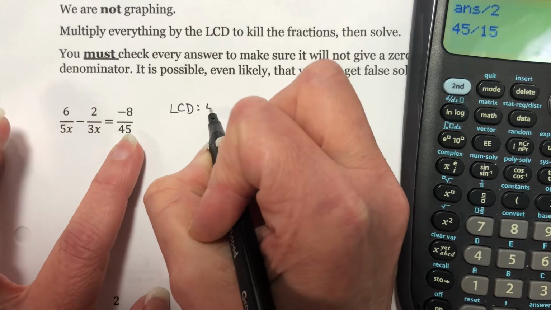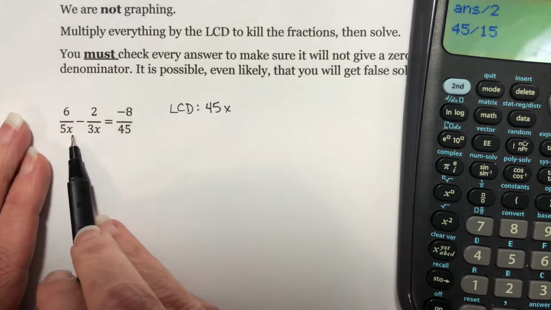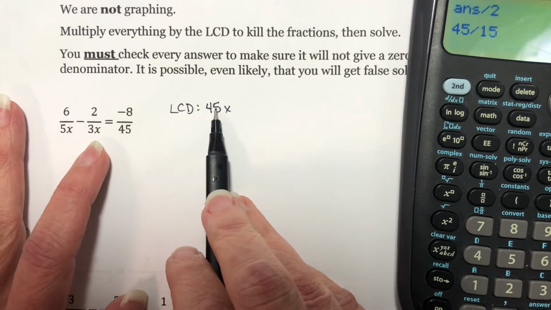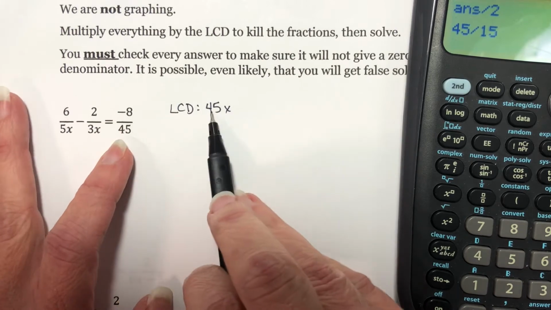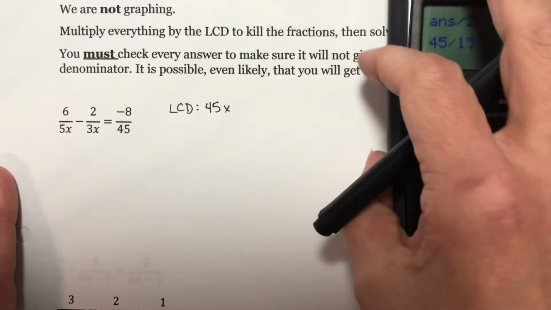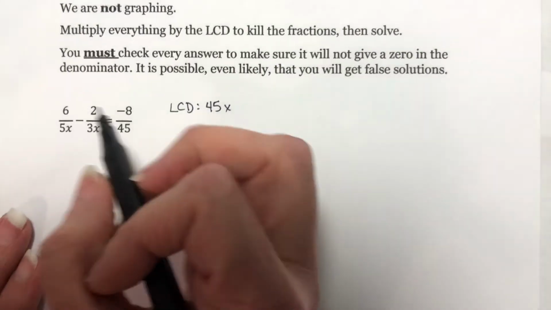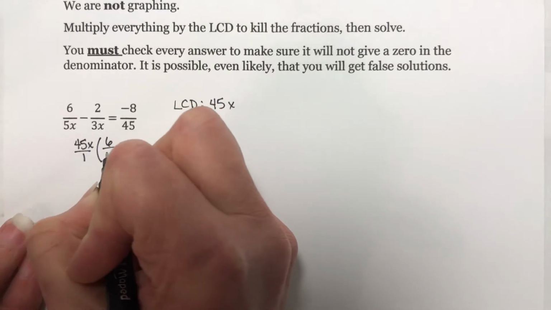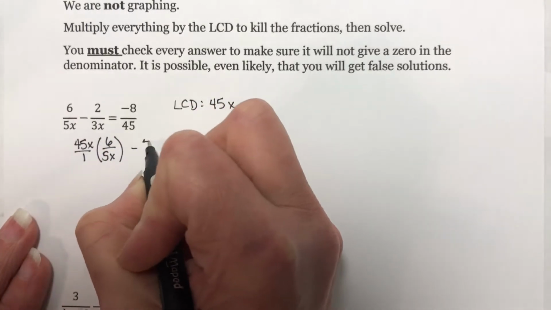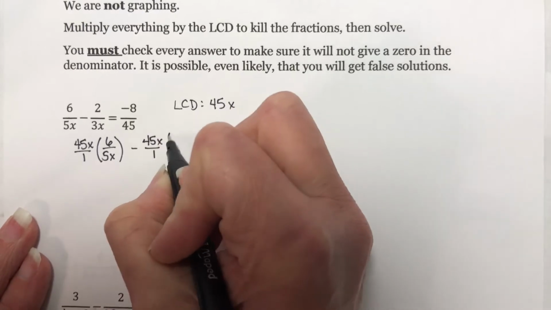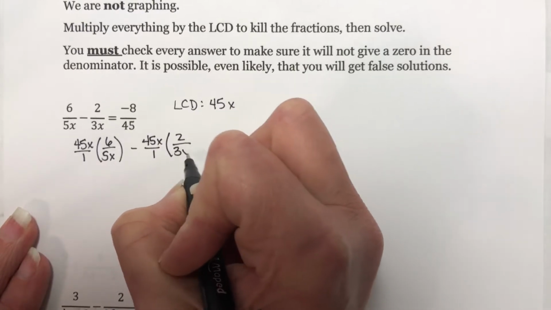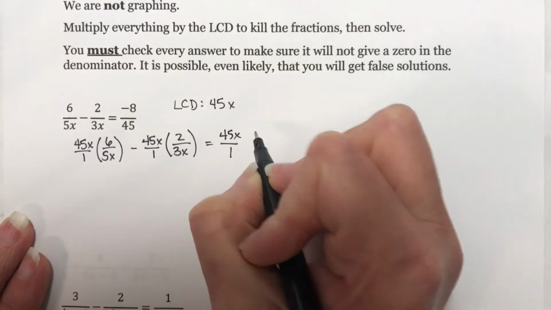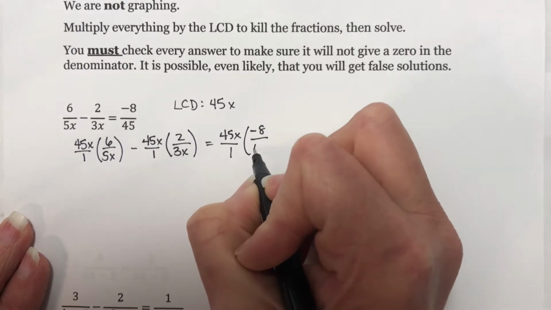is going to be 45x because the x's cancel out here. 5 divides evenly into 45. 3 divides evenly into 45, and we have the x. 45 divides evenly into 45. This is my LCD. So I'm going to multiply everything by that. So I have 45x over 1 times 6 over 5x minus 45x over 1 times 2 over 3x is equal to 45x over 1 times negative 8 over 45.